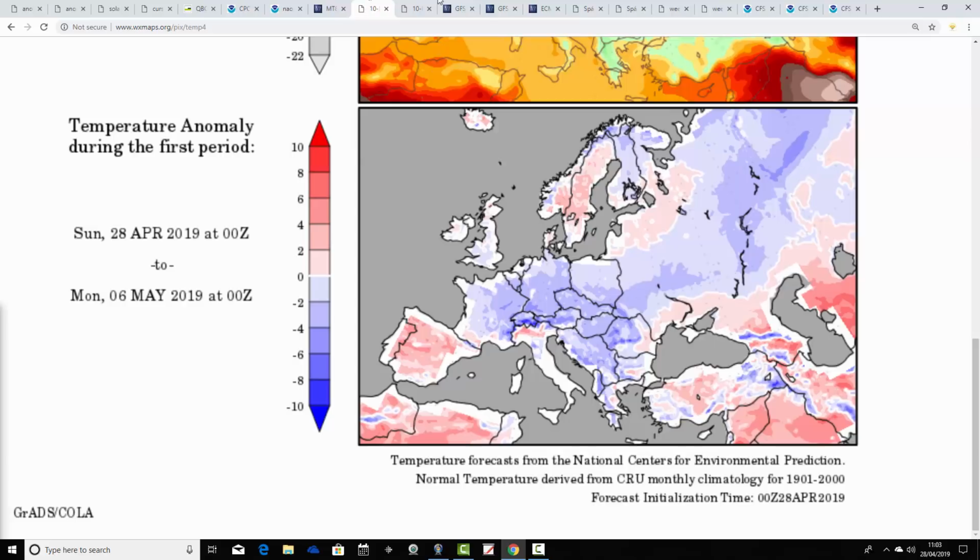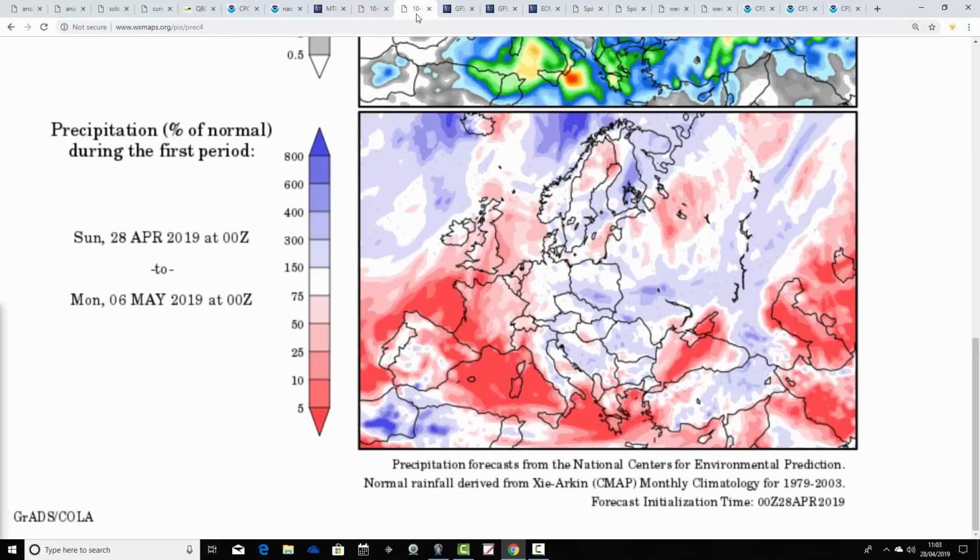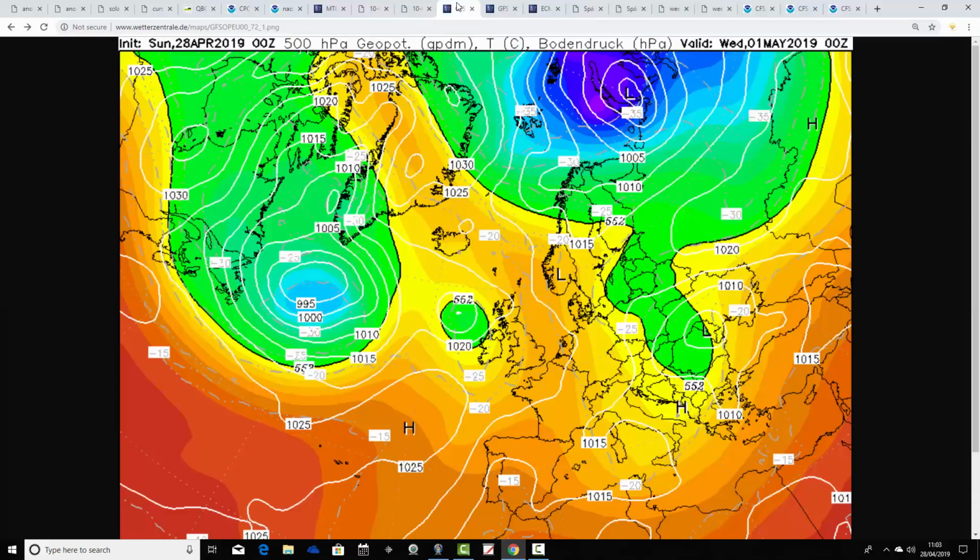Most parts of Europe looking pretty chilly as well. Precipitation anomalies on the 28th of April to the 6th of May, drier than average. So we're going to be quite a bit of dry weather in the next week, then possibly getting more unsettled to the second week of May, perhaps.